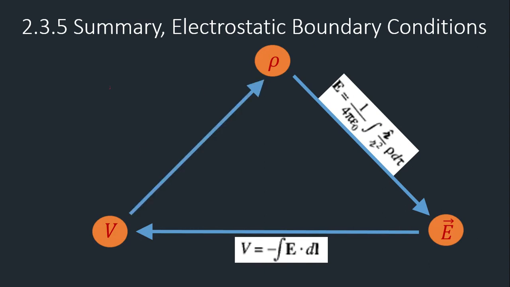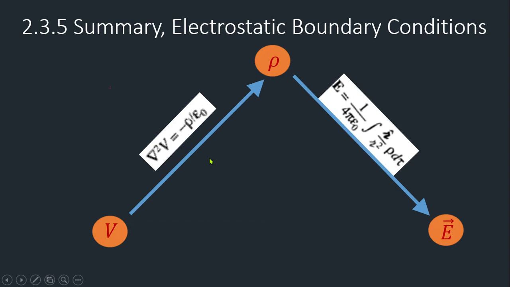In reverse, if you want to find the volume charge density from the electric potential, then you will use the Poisson equation: del square V is equal to minus rho over epsilon naught. You can find rho. Rho will be equal to minus epsilon naught del square V, so taking the product with the negative sign, you can find the volume charge density.